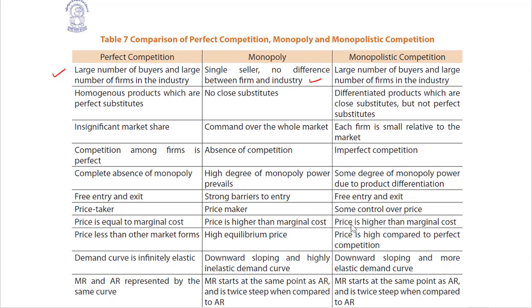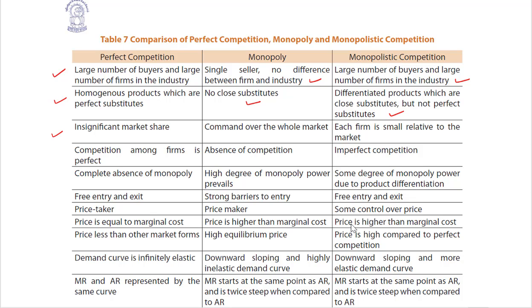In monopolistic competition, we have a large number of buyers and a large number of firms in the industry, but they generally differentiate themselves in terms of the product. The second point is, in perfect competition, homogeneous products which are perfect substitutes for each other. In monopoly, no close substitutes are available. Although substitutes are available, close substitutes are not. In monopolistic competition, differentiated products which are close substitutes but not perfect substitutes for each other.